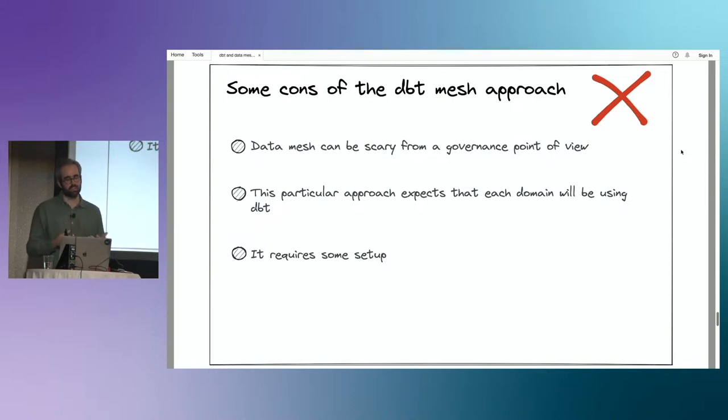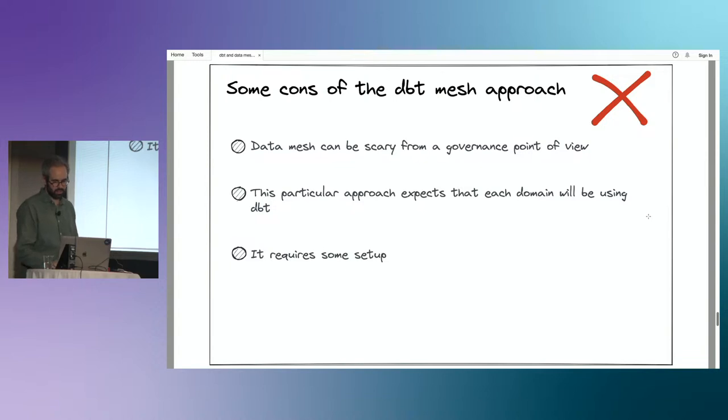And the third point is that it requires setup, right? So this is, as I told you before, if you want to create a data mesh, it will require some sort of setup. It will be like that because there's no technology that creates a data mesh, right? You create it yourself by your own vision and the way you think it will fit in your company. So let's say this could be a con, but it's also something that makes a little bit of logical sense.